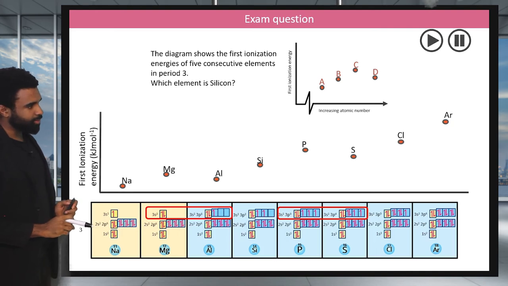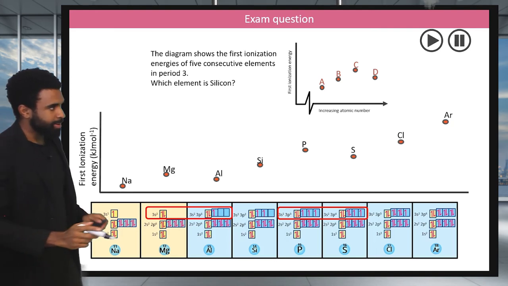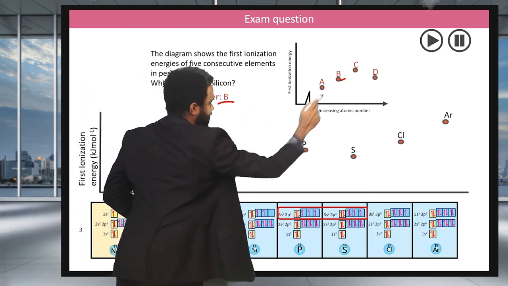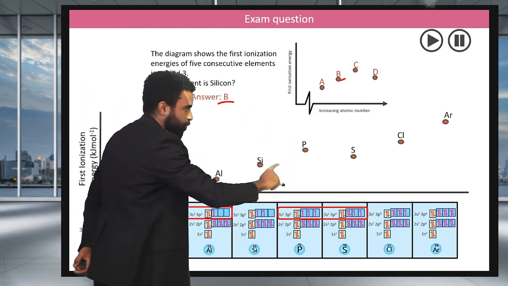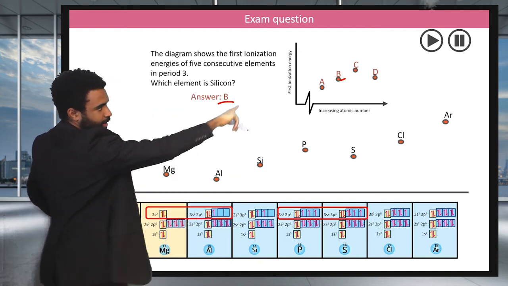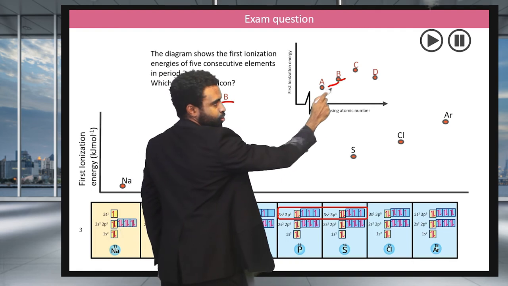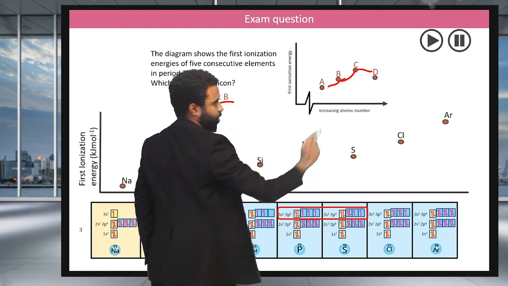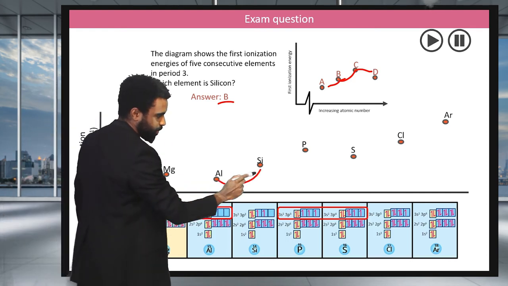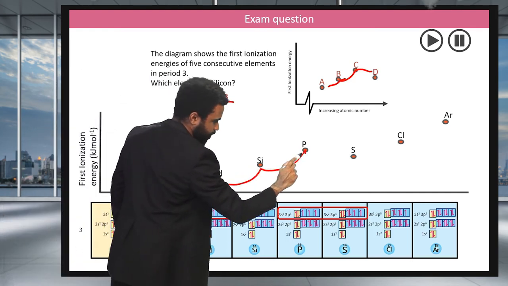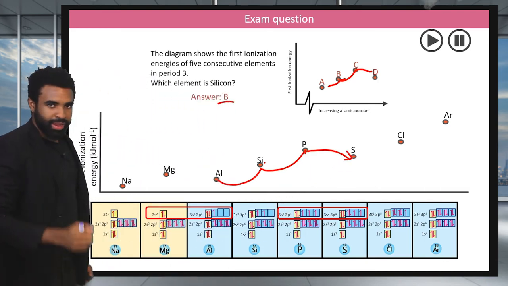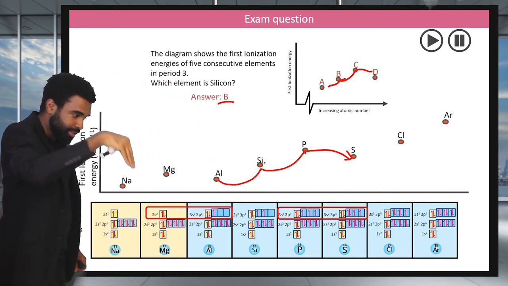Does it make sense now what they're asking? What they're asking basically is, well, I'll give you the answer. The answer is B. Okay, so B is silicon. What they're asking is, at what point in the period three trend for ionization energy do we have two consecutive rises followed by a drop in terms of ionization energy. And you should know that that is when we go from aluminum to silicon, and then silicon to phosphorus, and phosphorus down to sulfur. So we have two drops, right? Two times when it gets easier.